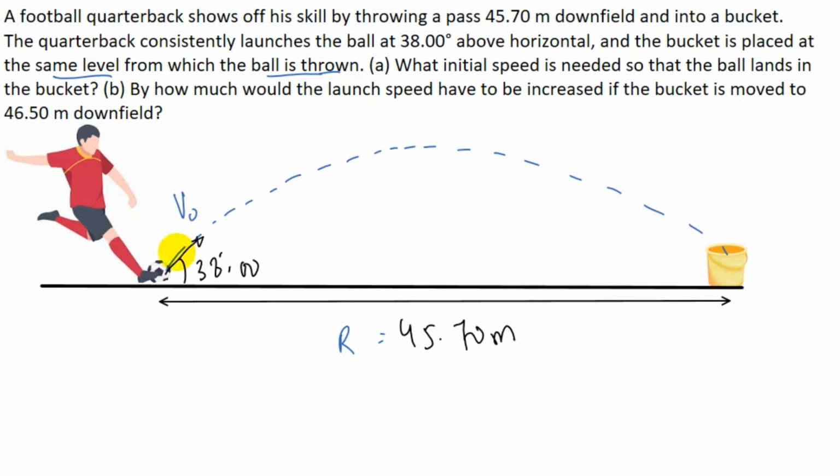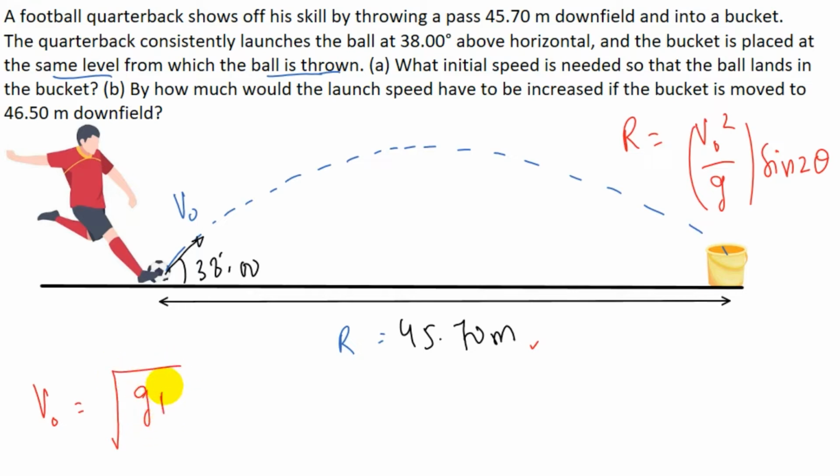Okay, now for this kind of situation, when the initial and the final elevation is the same, we have derived the formula for range. If you haven't seen that video, please go to my previous video where I have derived these formulas. The range formula is R equals V0 squared over g times sine 2 theta. Theta is given to be 38 degrees, g is a constant 9.81. So the expression for V0 will be equal to the square root of g times R over sine 2 theta. Now simply we have to put the values to find the answer.